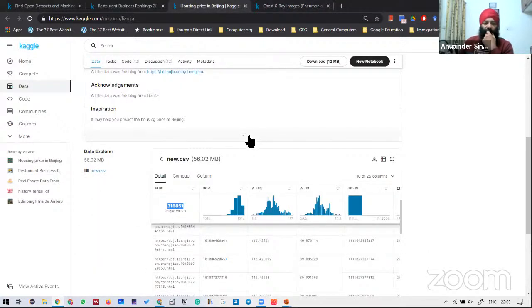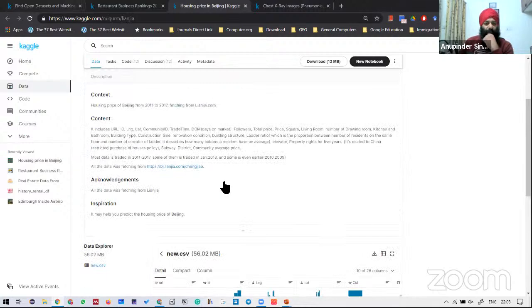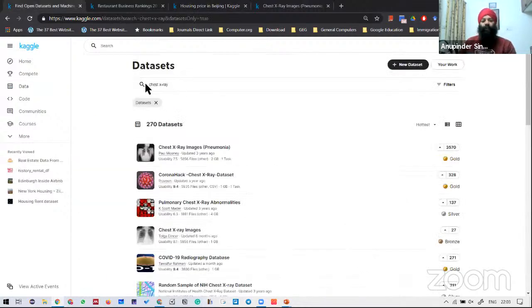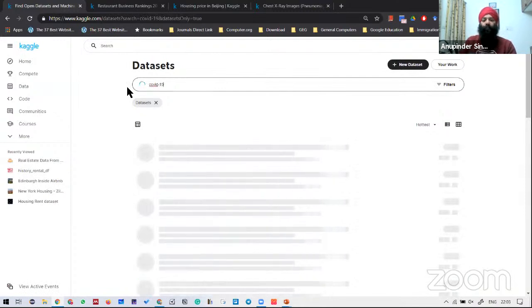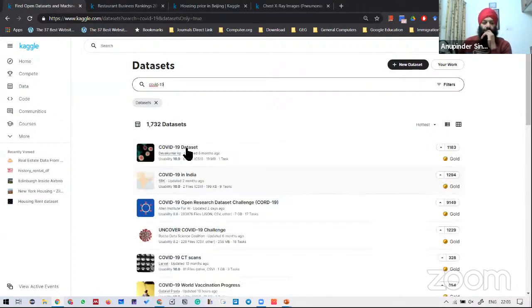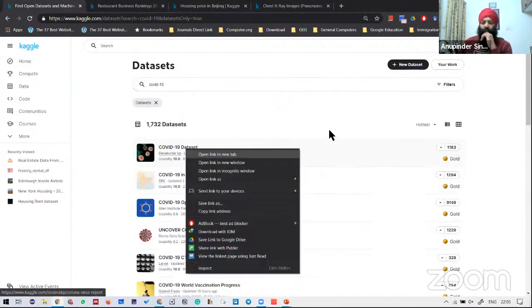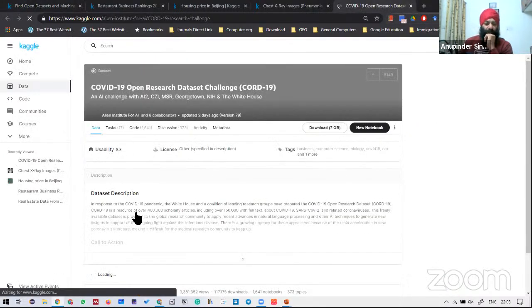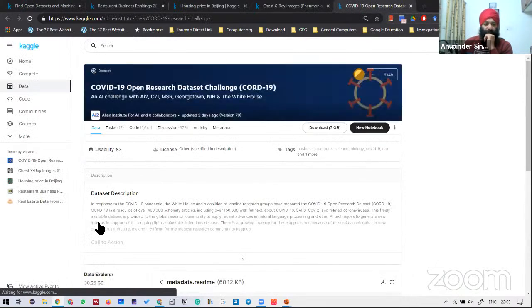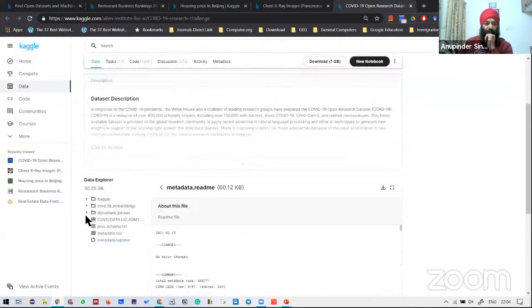So there should be some more data sets which we need to find. Maybe COVID-19. Okay, so COVID-19 data set. Let's see, 19 MB and 7 GB. Okay, so this is the COVID-19 Open Research Dataset Challenge, right? So what sort of data do we have? We have correspondingly embeddings.